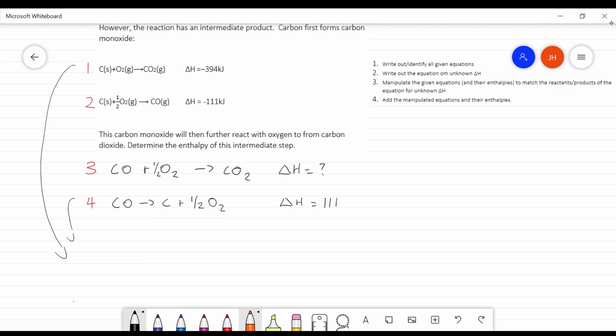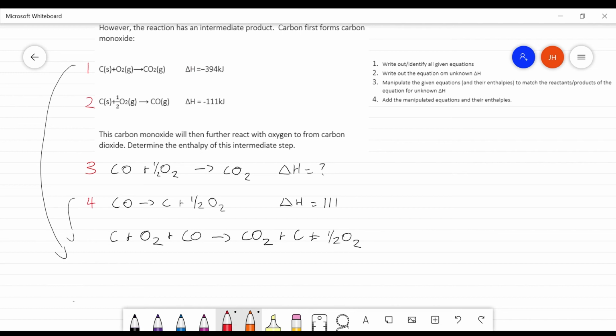What I'm going to do first is write all of the reactants out. The reactants for equation 1 are carbon plus oxygen gas. We're also adding the reactant for equation 4, which is carbon monoxide, and that is then going to result in all of the products. The product for equation 1 is carbon dioxide, and the products for equation 4 are carbon and half a mole of oxygen gas as well.